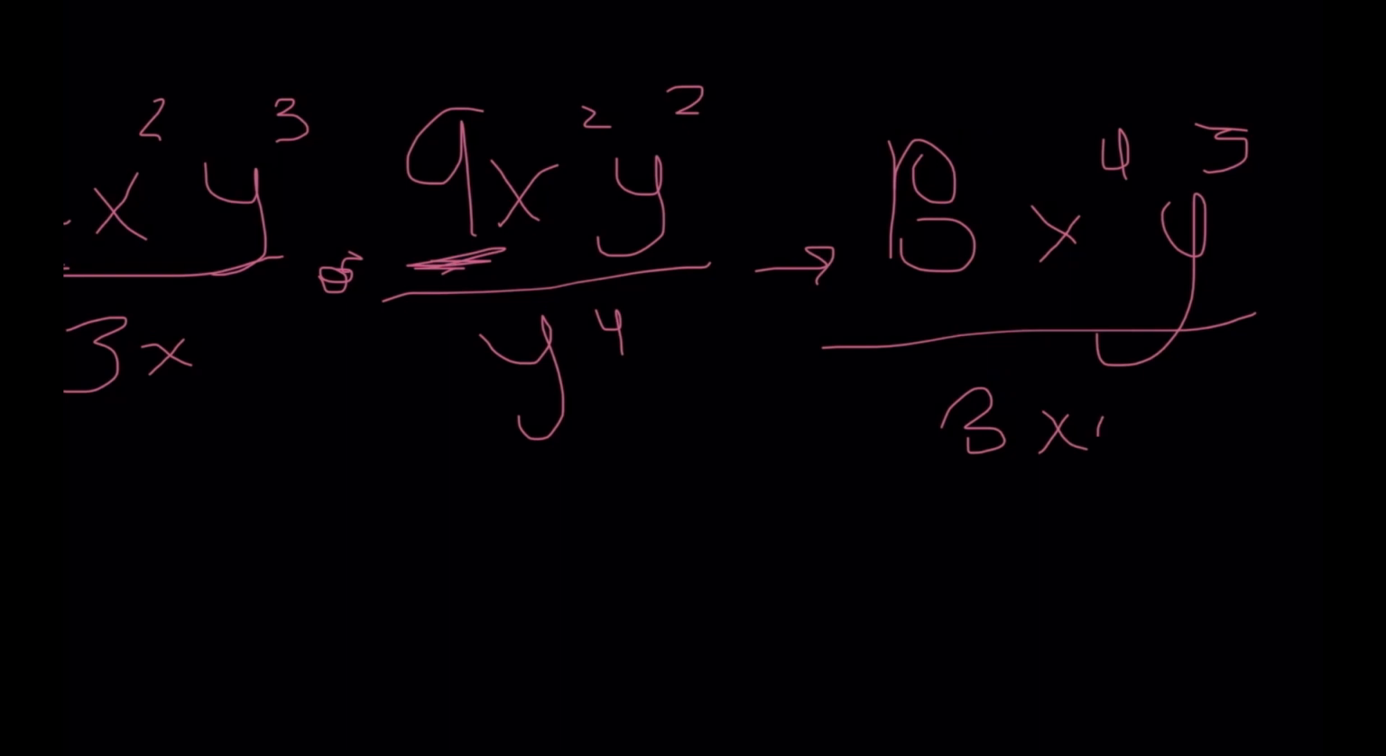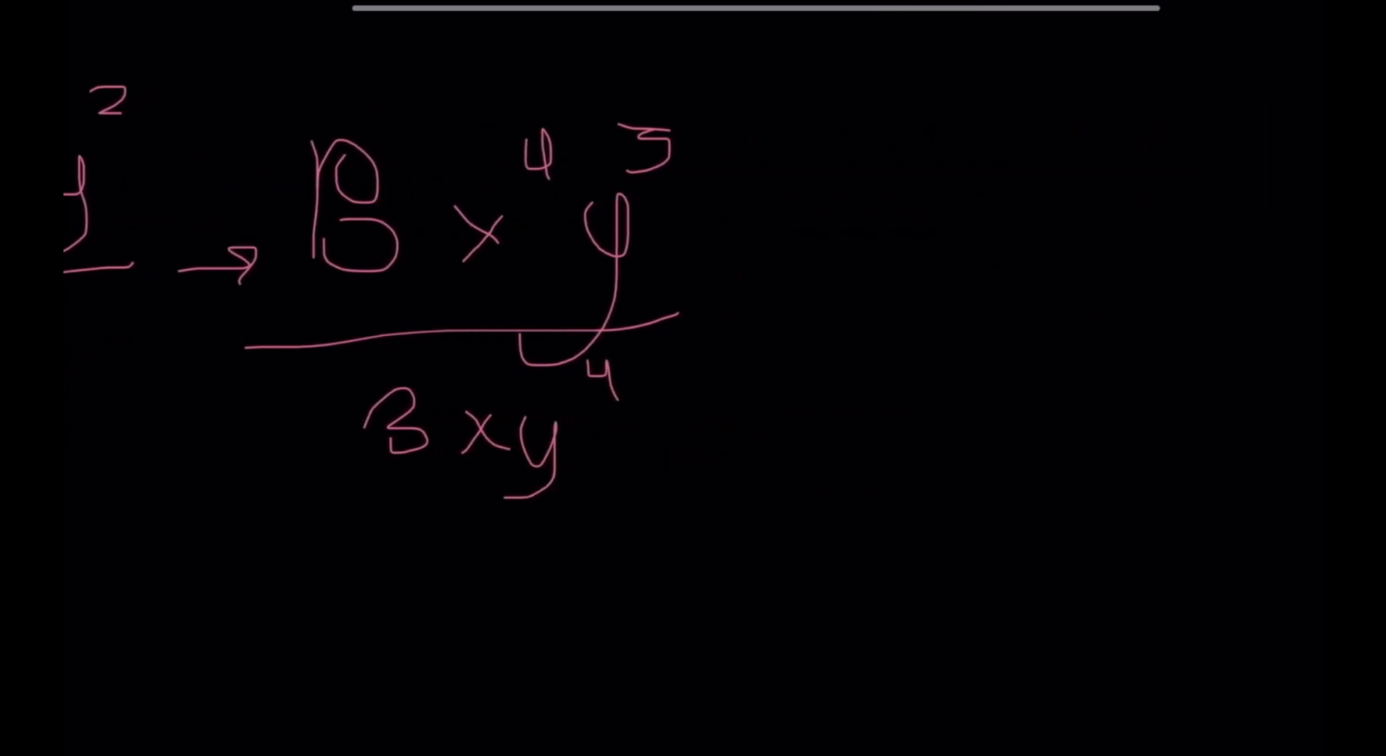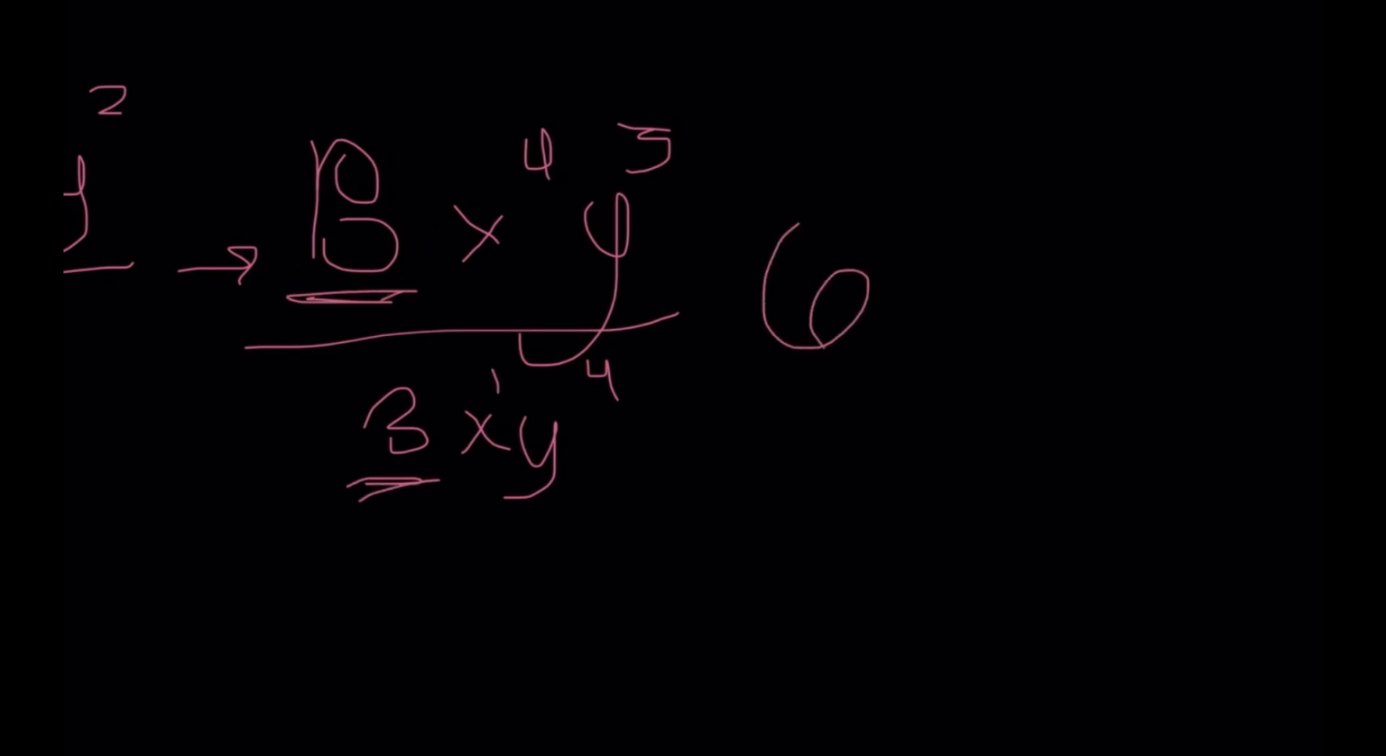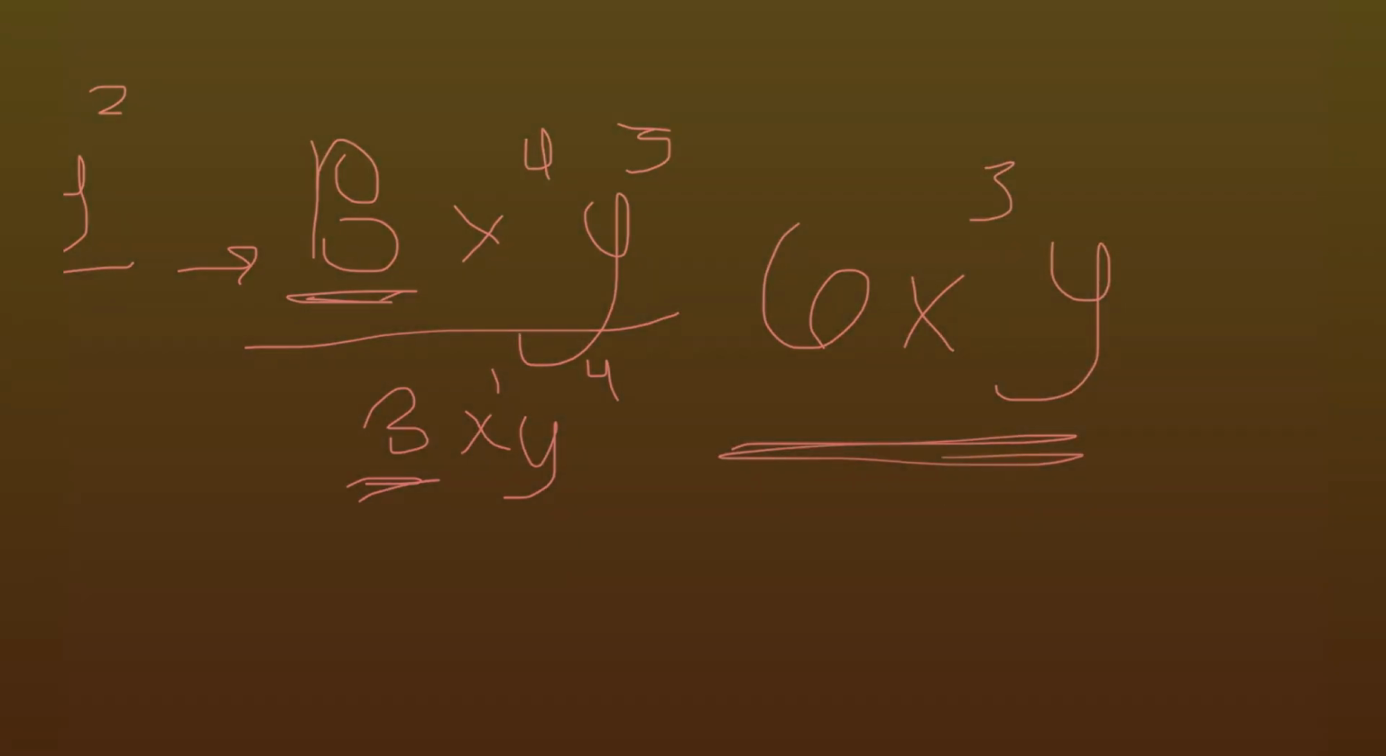Since we have no like bases on our denominator half, we're just going to have 3x y to the fourth. Then we're going to take our numerator and our denominator and divide 18 by 3, which gives us 6. And we're going to subtract the exponents of the like bases, which gives us x to the third and y with the understood 1. Hard. Problem number 4.